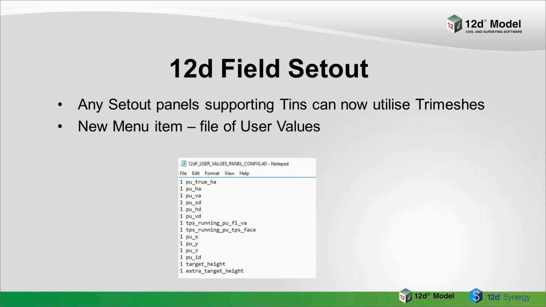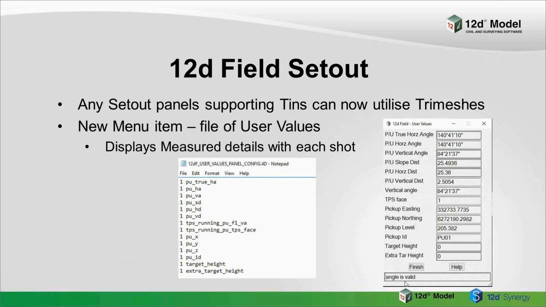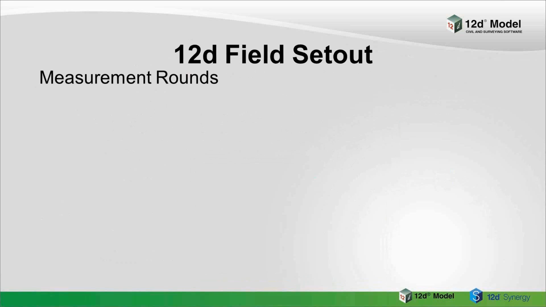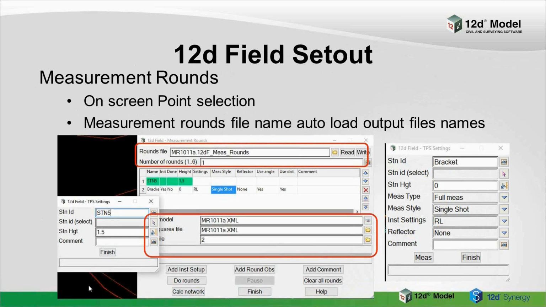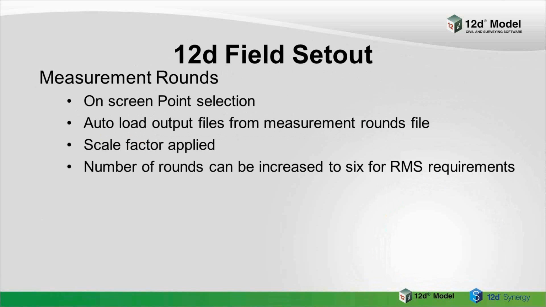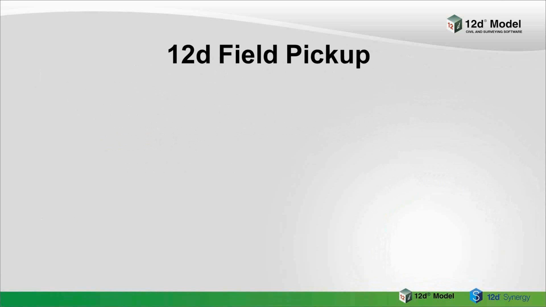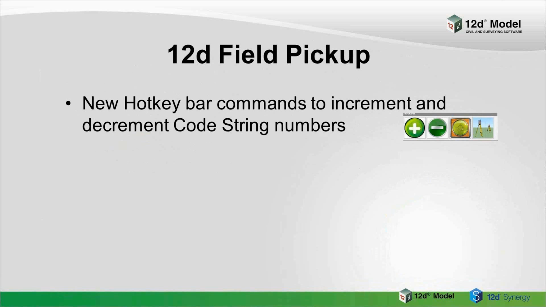There's new menus there for user values, and you can set that file up, and basically then when you do shots, it will display that information, so it's user definable. With measurement rounds, you've now got on-screen point selection, and also when you put in the rounds field name, it auto-loads the other names you require. There's a scale factor in the measure rounds, and you can set the number of rounds to 6 if you wish, which is required for the New South Wales RMS, the Roads Authority here.